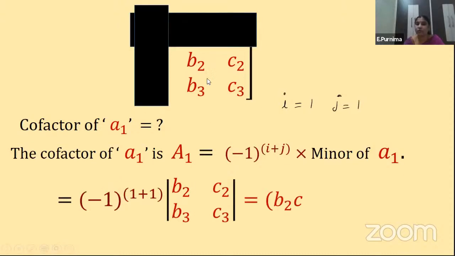Now what are the four elements left? b2, c2, b3, c3. Which is nothing but minus 1, and 1 plus 1 is 2. Minus 1 whole squared is what? 1 only, no? So there is no need to write that 1 here. Clear? Always remember, children, for whatever element you are finding the cofactor, we will have minus 1 to the power of i plus j only. Clear?